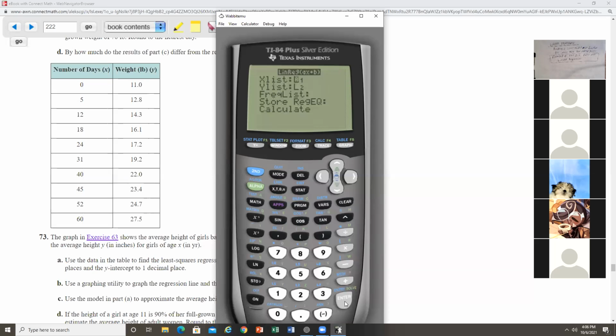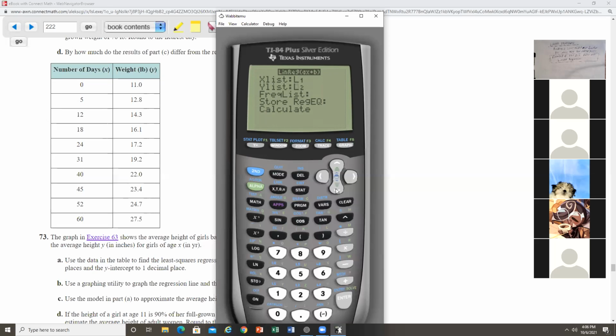Enter. Your X list better say list 1. Does anybody's X list say something different than L1? Anybody? We all say L1 here, correct? All right, your Y list better say list 2. Does anybody's differ? Okay. If that's the case, then we're good on that.